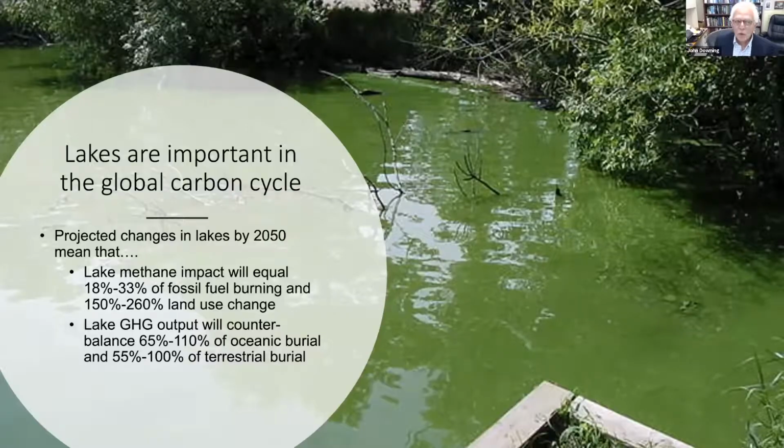In fact, they're so important that projected changes in lakes by 2050 mean that lake methane impact alone will equal something like 25% of fossil fuel burning and 150% to 300% of land use change. And lake greenhouse gas output will counterbalance something like 100% of oceanic carbon burial and 50 to 100% of terrestrial burial. So we're not talking about minor effects here.